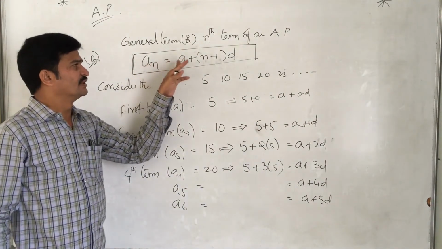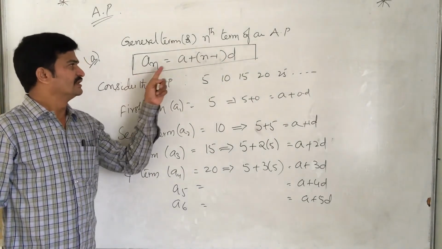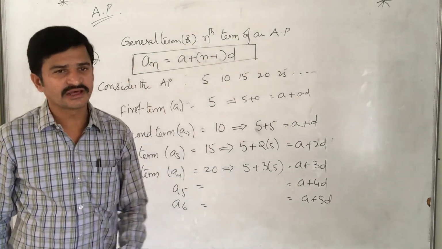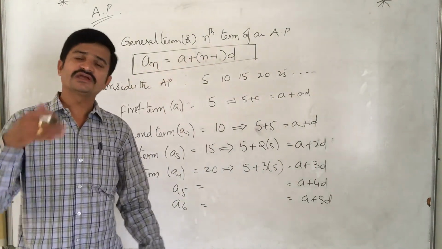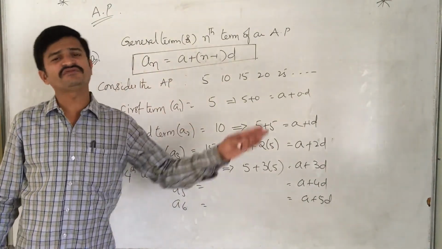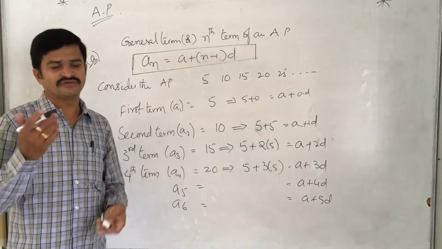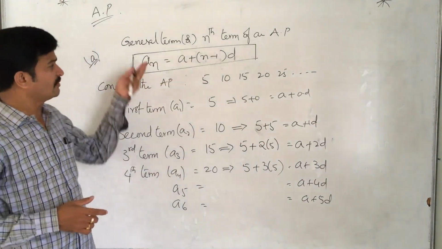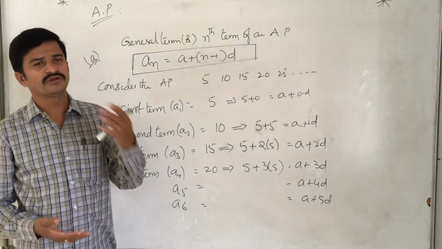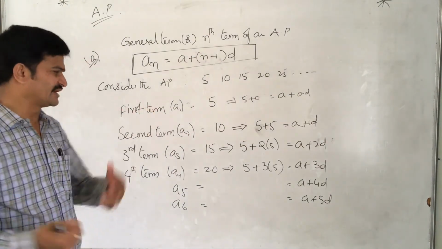The general term: an is equal to a plus (n minus 1) into d. This is the general formula for finding the nth term. By using this formula, we can find the required term, the 100th term or the 19th term, without finding all the terms of the given AP. We can find it very easily, and based on this formula we are going to do some more applications later. Keep doing some examples and you will get it.